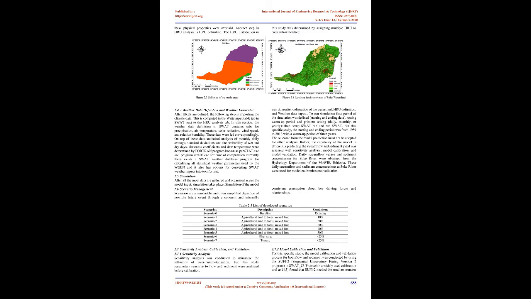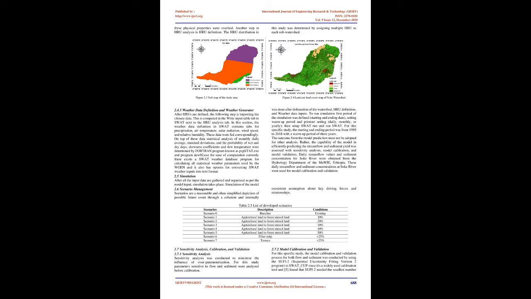2.4.3 Weather Data Definition and Weather Generator. After HRUs are defined, the following step is importing the climate data. This is done in the Write Input Tables tab in SWAT next to the HRU analysis tab. In this section, the weather data definition in SWAT contains tabs for precipitation, air temperature, solar radiation, wind speed, and relative humidity. These data were fed correspondingly.